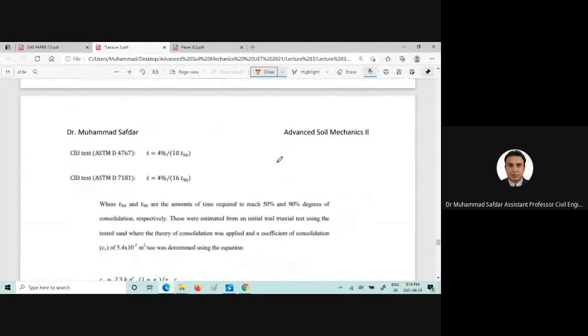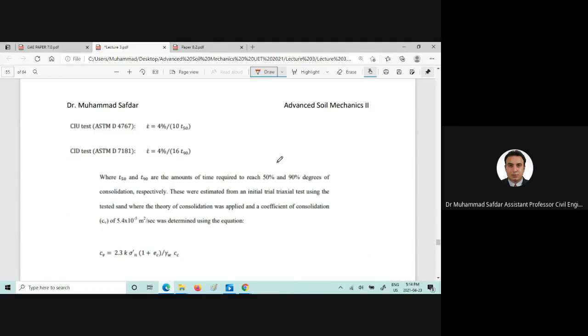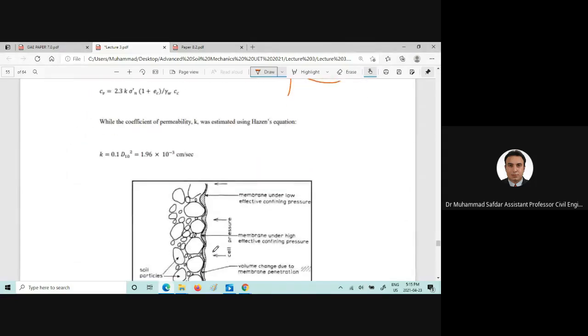Now you go to the shearing stage, but you need to determine the strain rate of the shearing as well. Those strain rates depend upon the T50 or the T90, which means 50% or 90% degree of consolidation, and that can be obtained from the consolidation curve. Now Cv and k can also be obtained.